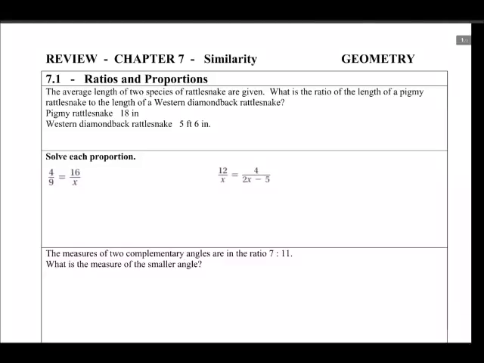Review Chapter 7 on Similarity. We had 5 sections in this chapter, and we're going to start with 7.1, which was ratios and proportions.